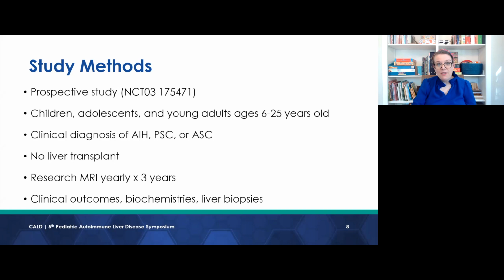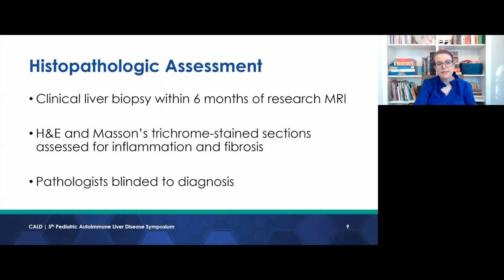So the study methods for this project: it's a prospective study registered at clinicaltrials.nih.gov for children, adolescents, and young adults aged 6 to 25 years old who have a clinical diagnosis of autoimmune hepatitis, PSC, or autoimmune sclerosing cholangitis, and who have not undergone a liver transplant. Research MRIs occur yearly for 3 years, and clinical outcomes are compiled, including biochemistries, liver biopsies, and overall health status.